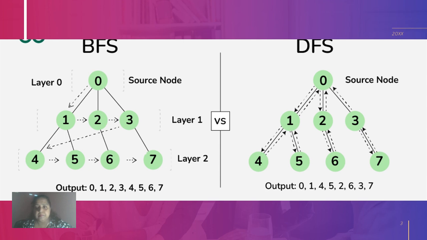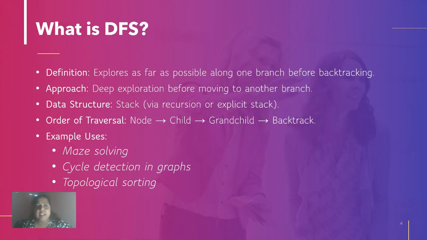Now let's go to the descriptions regarding these things. So what is DFS? It explores as far as possible along one branch before backtracking. The approach is deep exploration before moving to another branch. Data structure: stacks, via recursion or an explicit stack. Order of traversal: node, child, grandchild, backtrack.